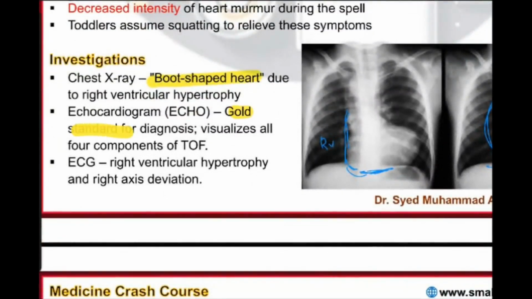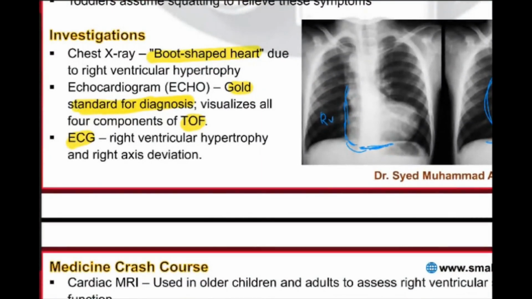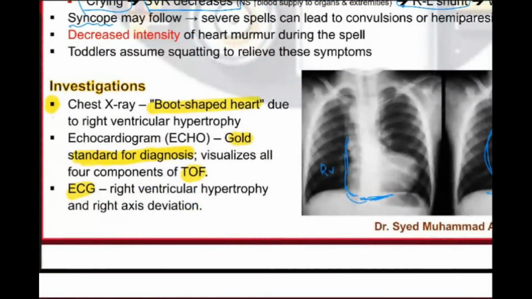Echo is the gold standard for diagnosis. Why is echo the gold standard? Because you can visualize all the components of TOF. ECG, you will be able to find RVH, etc. See, just remember these three things in any CVS case. You have to write these three. Their findings might vary.